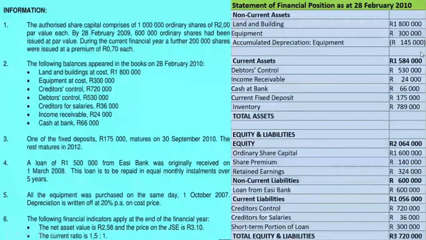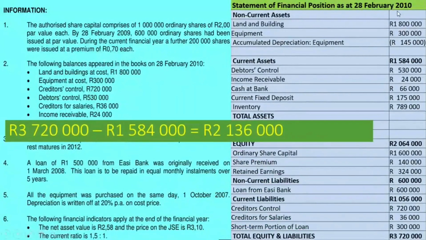1,584,000 rand. Now that we have the current assets, we have total equity and liabilities. Let's go to the non-current assets section. Now we know that total assets equals total equity and liabilities. So from that knowledge, we know that if you take total equity and liabilities, which is 3,720,000 rand, and you deduct the current assets, 1,584,000 rand, it will give us the total non-current assets. So let's do that. We take the total equity and liabilities minus the total current assets. It should give us the total non-current assets.